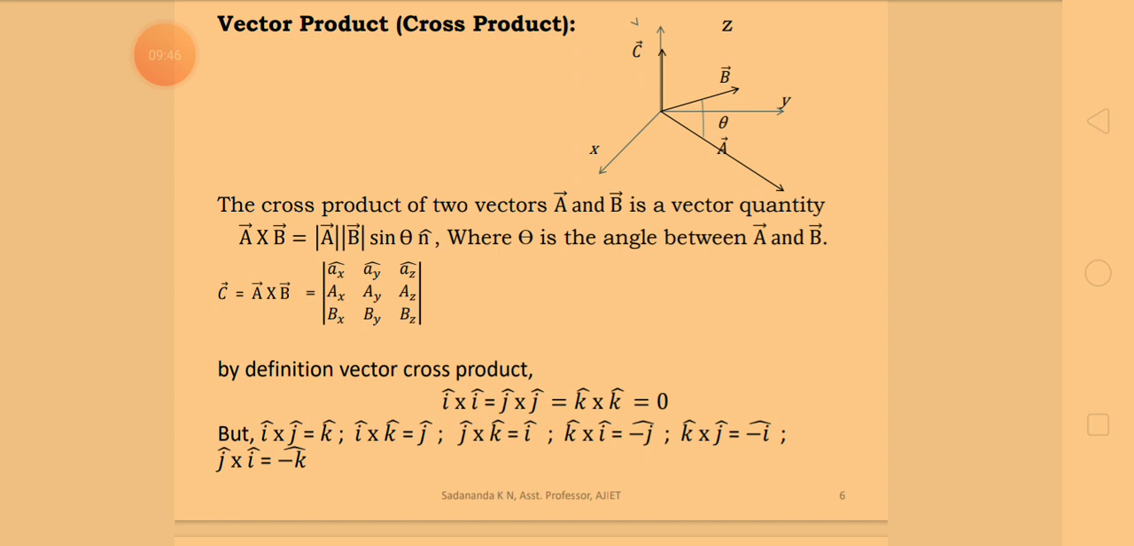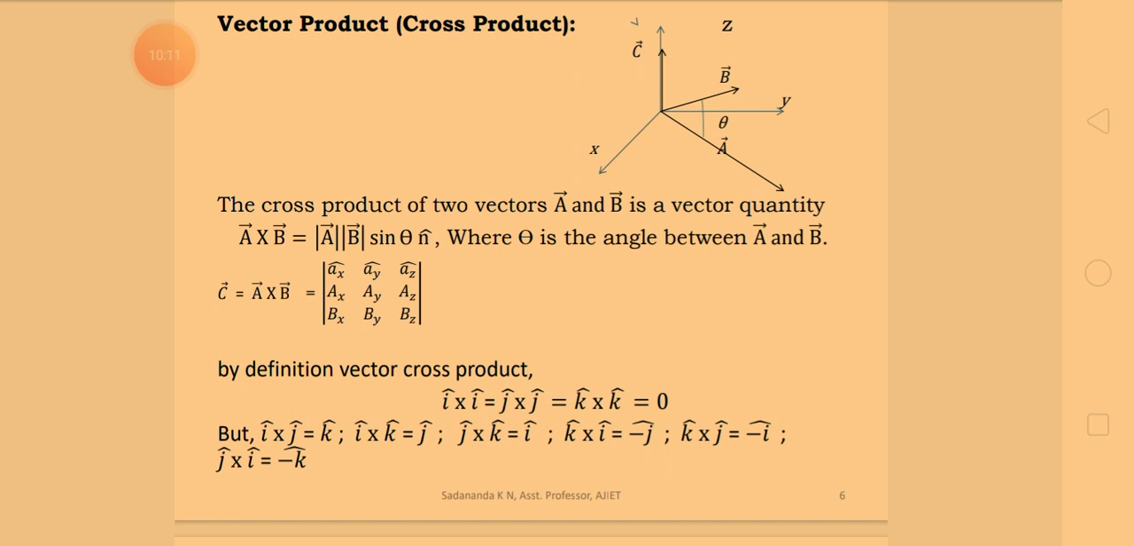Therefore the positive unit vector results. Also k cross i is equal to minus j, k cross j is equal to minus i, j cross i is equal to minus k. In these three pairs of unit vectors, the theta is 270 degrees in fact. That's why it results in minus that unit vector.